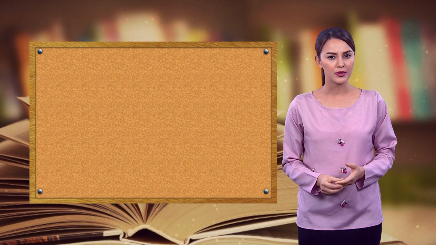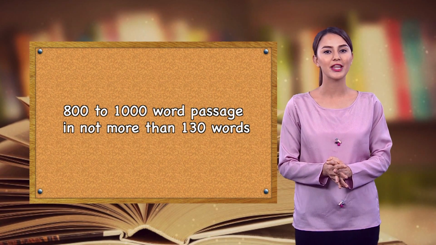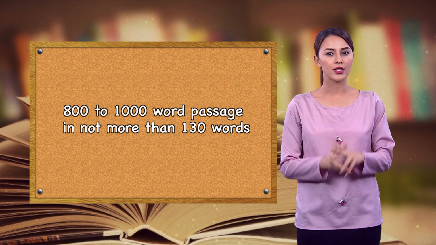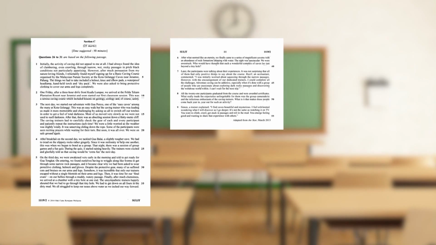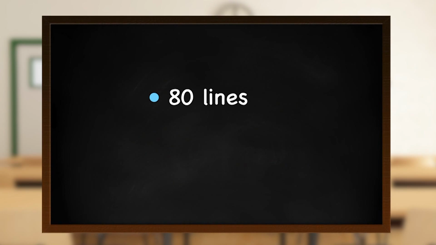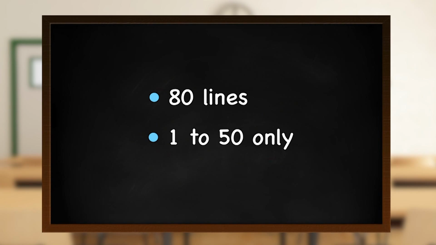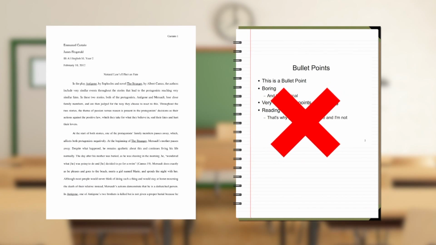Students are required to summarize an 800 to 1,000 word passage in not more than 130 words, including the 10 words given with the instructions. The instructions will usually let you know where to extract the points from. For example, the whole text may have 80 lines, but the task requires you to read from line 1 to 50 only. So read the instructions carefully. Remember that the summary must be in continuous writing. Never write in note form.